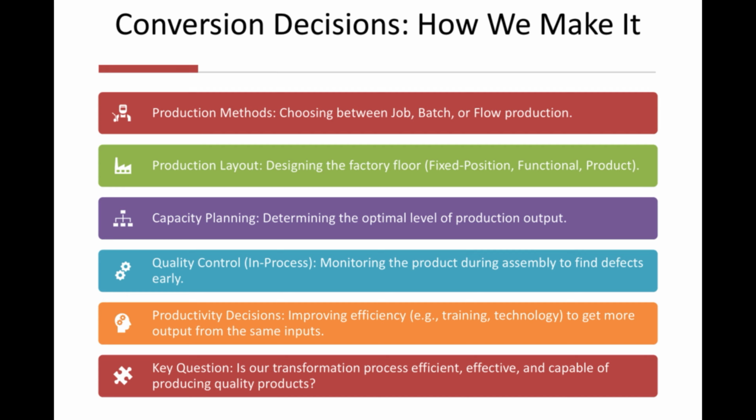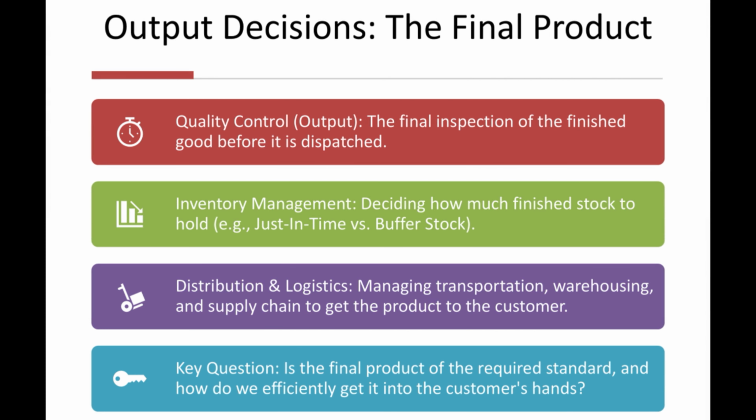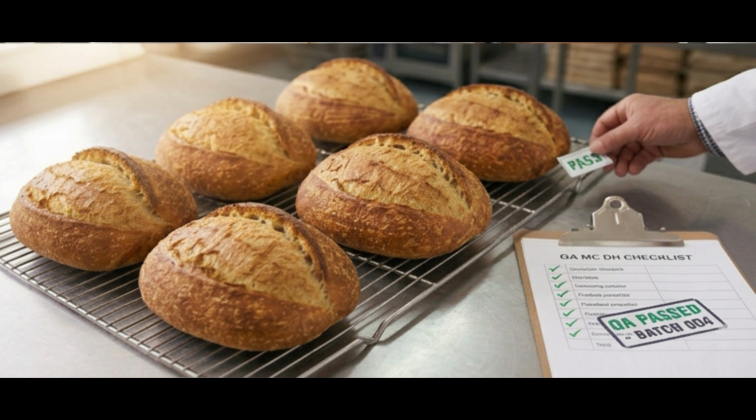Okay, so now that we have gathered our inputs and we've made our conversion decisions, we are now going to be looking at the final stage, and those are the output decisions. So first, you'll notice quality control appears here again. At the output stage, quality control is a final inspection. You want to check to make sure all the breads are appealing. So this is the final check to ensure that the best product goes out to your customers.